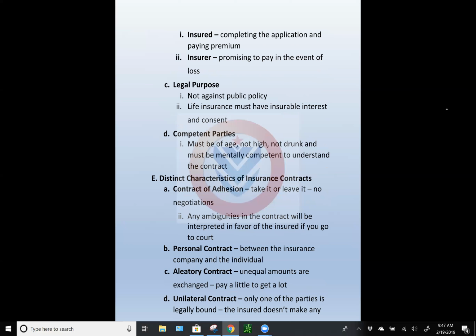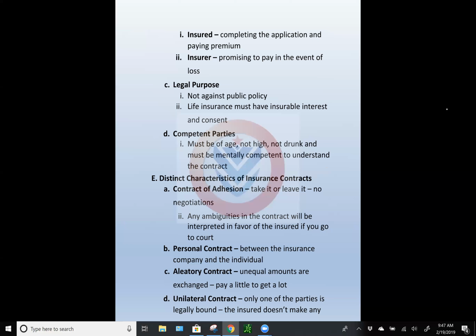Next, insurance contracts must have a legal purpose, which means they must not be against public policy. Now, if it were life insurance, for life insurance to be considered legal, it must have insurable interest and consent. Next is competent parties. They must be of age, not high, not drunk, and they must be mentally competent to understand the contract, or it might not be considered legal in a court of law.